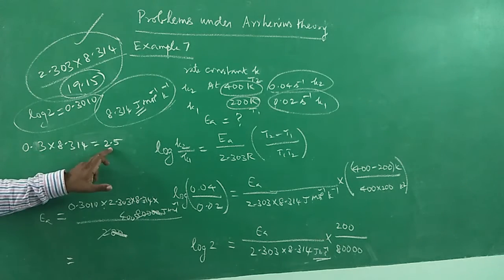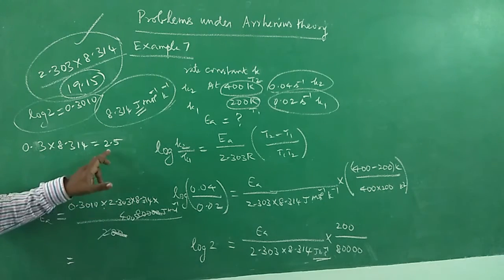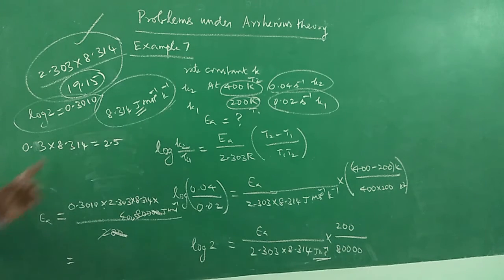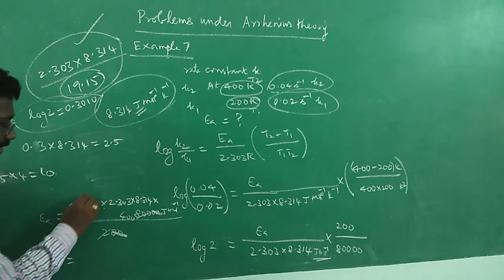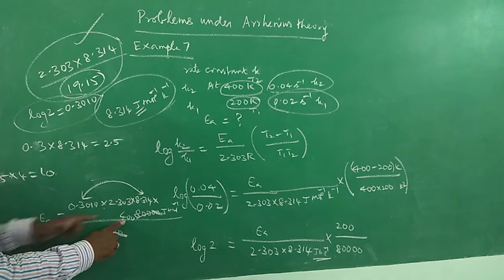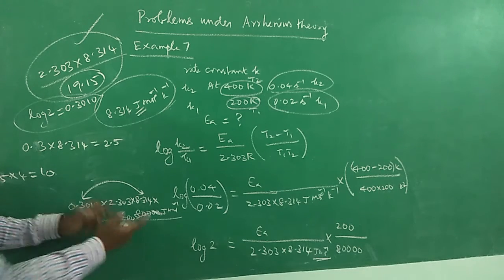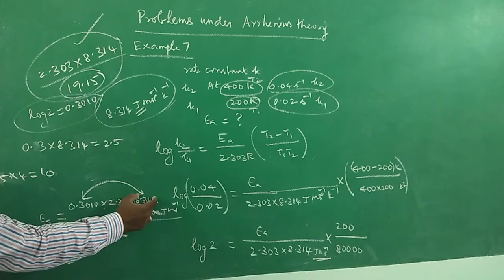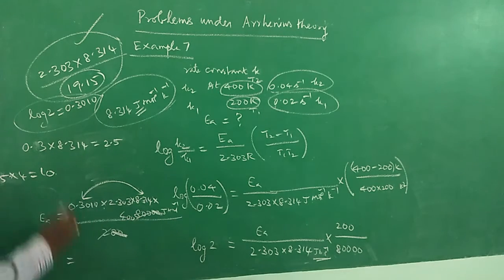0.3 into 8.314 is 2.5. 2.5 into 400, how much? 2.5 into 100 or 4, whatever it may be. 2.5 into 4, how much? 10. When you multiply 2.5 into 4 it will become 10, into 100, 1000. So 0.3 into 8.314 into 400 will become 1000.